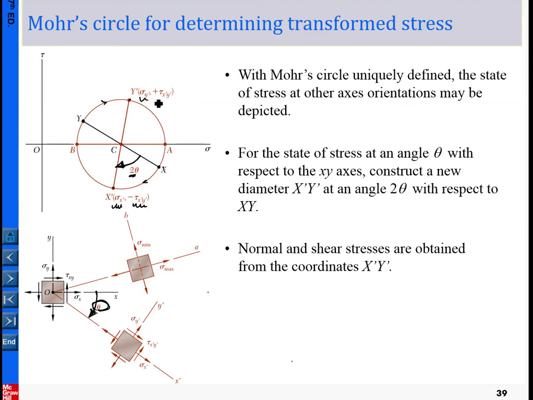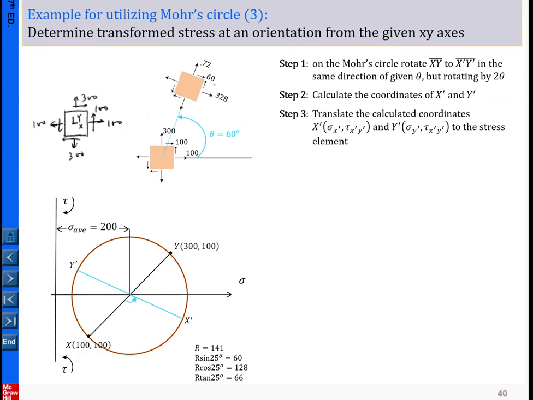So once you determine the x prime, y prime points, the remaining step is to determine the coordinates of x prime, y prime, which represent the transformed stress. Again, once you determine the diameter to which you want to transform, the remaining is simply to locate the coordinates of x prime, y prime, and that will be the answer. So we can look at the example here. We continue from our previous example.